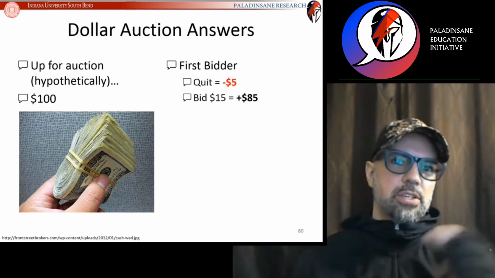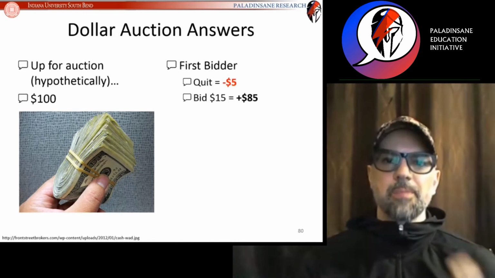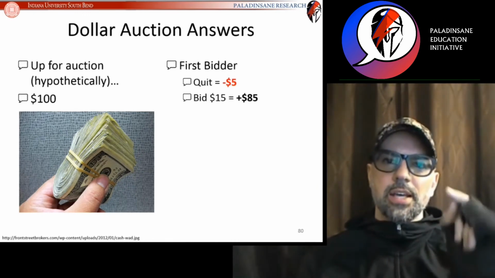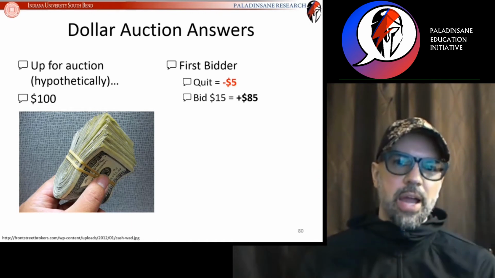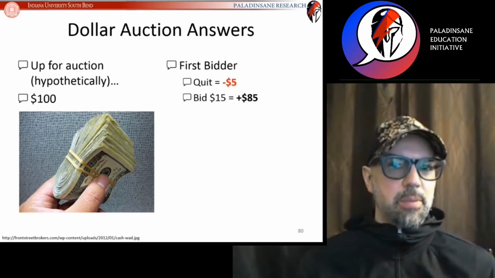So what's the rational decision right here, right now? If you quit, you lose $5. If you go up one more bid to $15, you're going to make $85. In this moment, the rational decision is to maximize your money. The rational decision is to maximize your outcome.